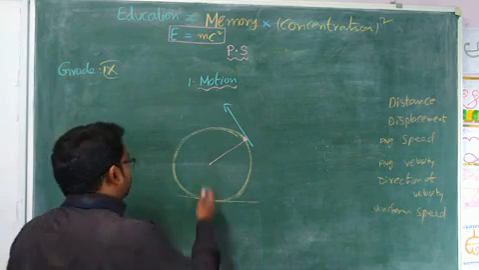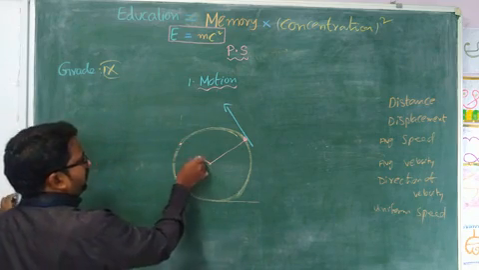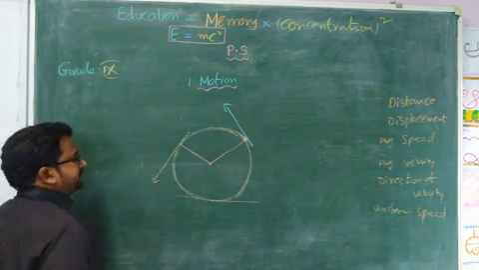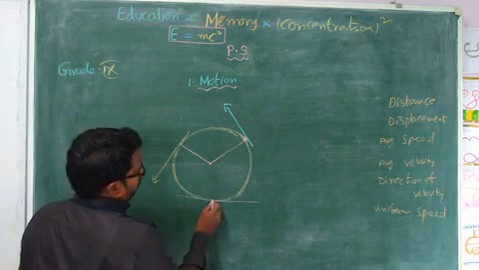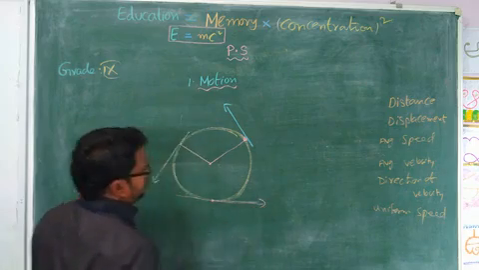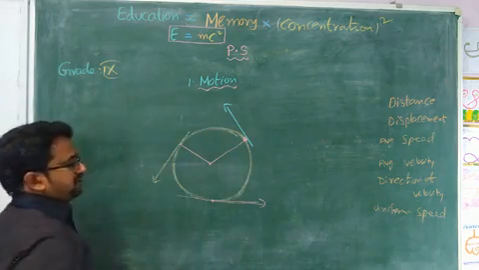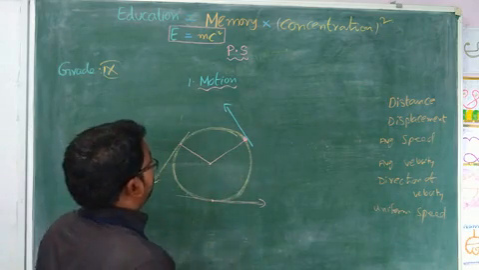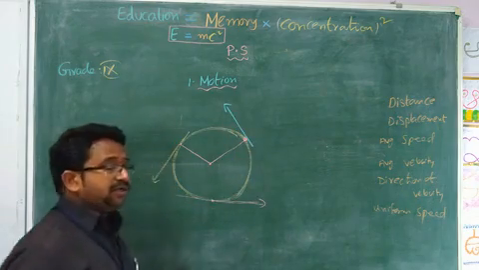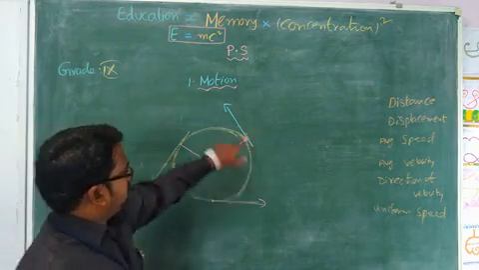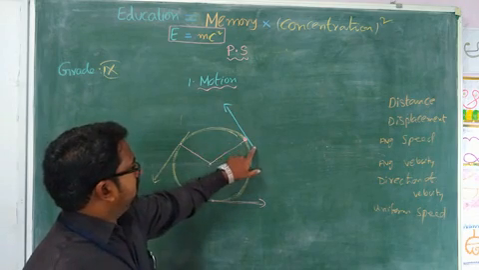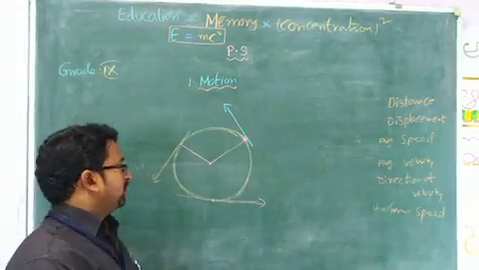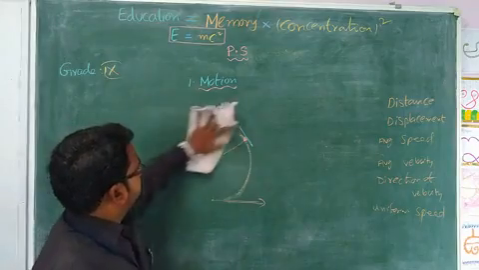From where you remove the force, from that point, for example, if I leave the force here, it will move in this direction, tangential. If I leave the force here, it will move in this direction. All are tangential directions. So from that particular point, the direction of the velocity is tangential. Remember: if the body is in circular motion and you leave the force, the body will move in the tangential direction to the circular path.